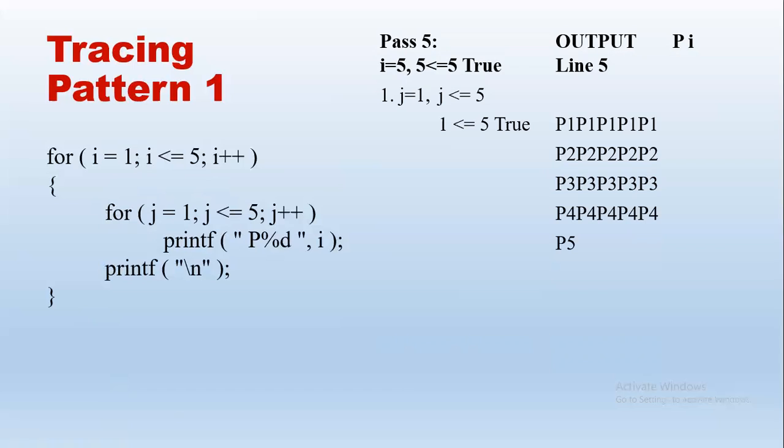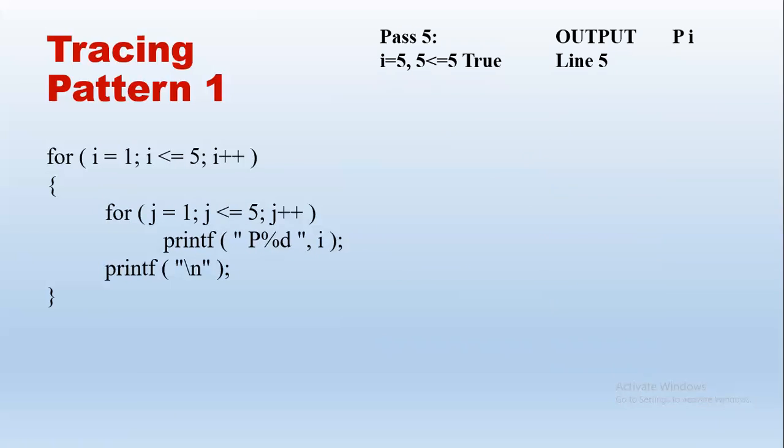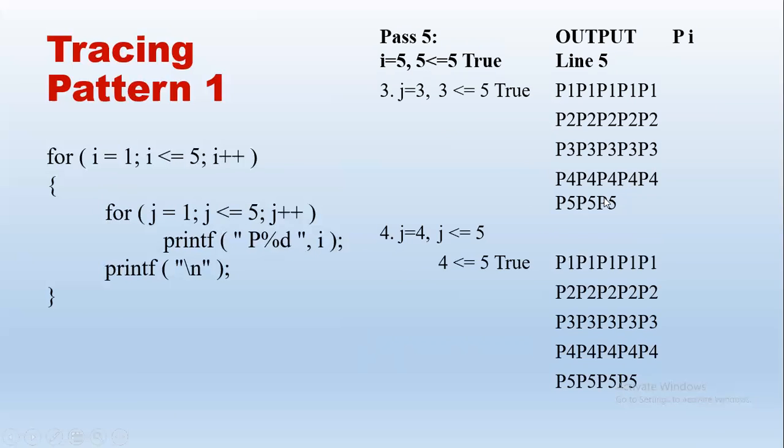So 1 is less than or equal to 5, true. Now print Pi, I is 5. So for 5, print P5 the first time. 1 value is printed in the fifth line. Then we have P5 printed the second time for J equal to 2. And then J equal to 3, print P5 the third time. J equal to 4, 4 less than or equal to 5, condition is true. Print P5 the fourth time in the fifth line.